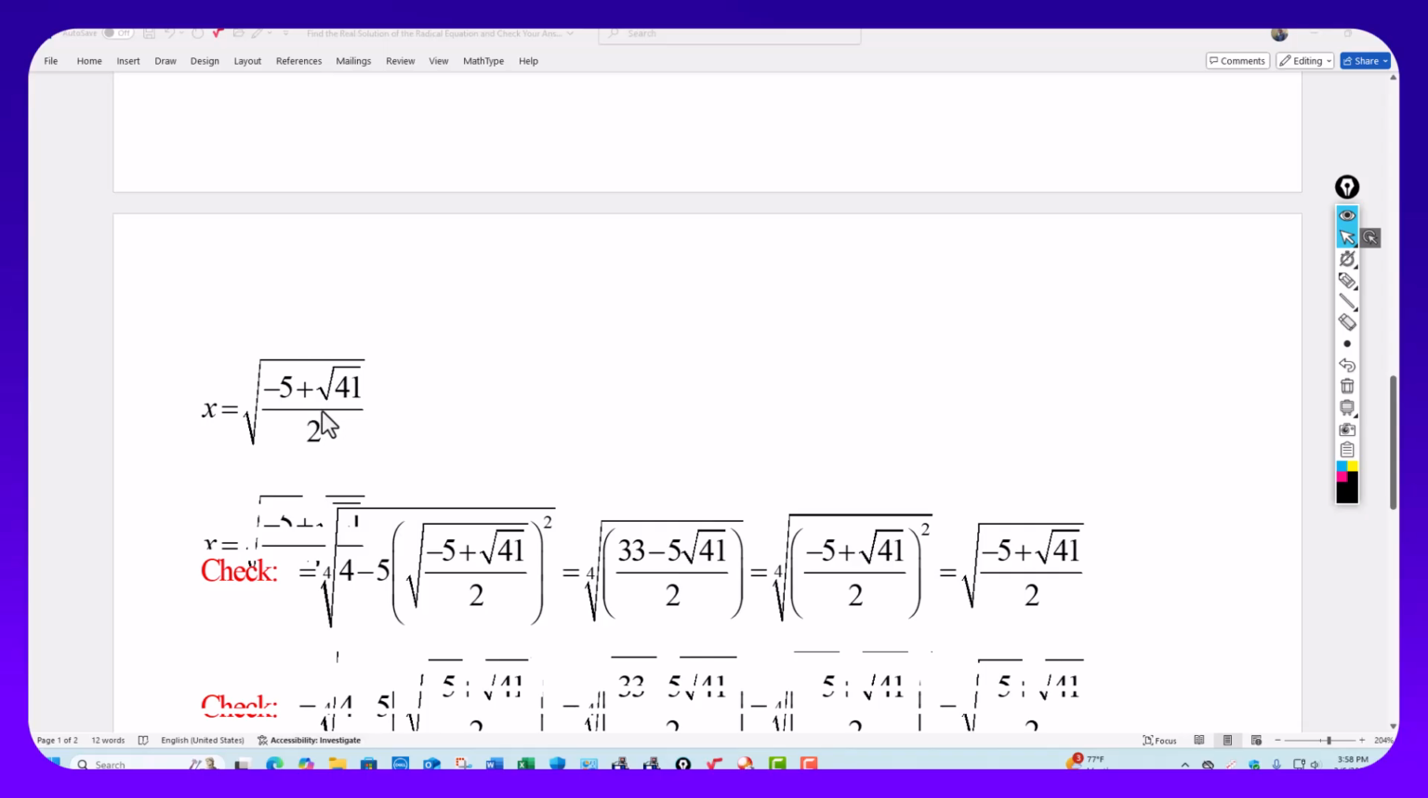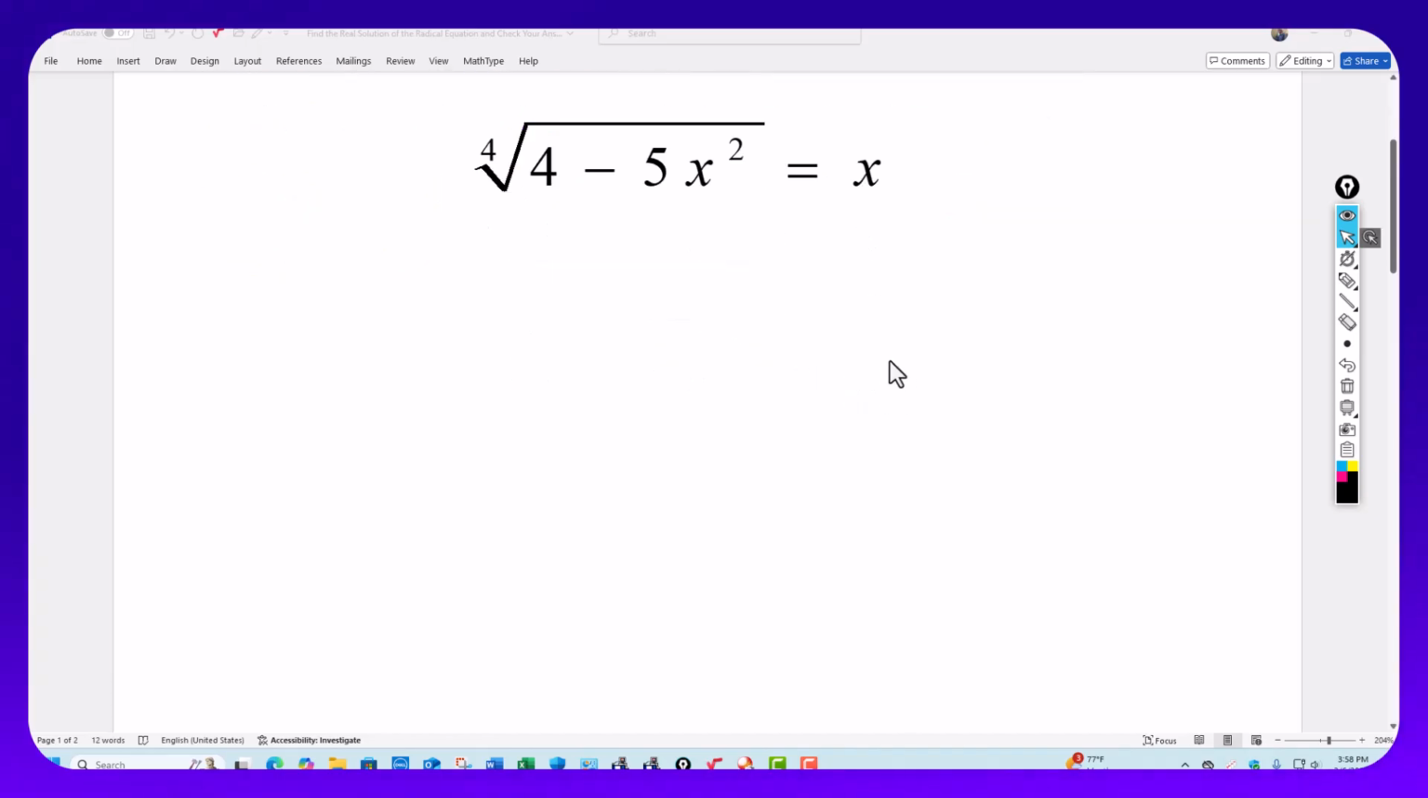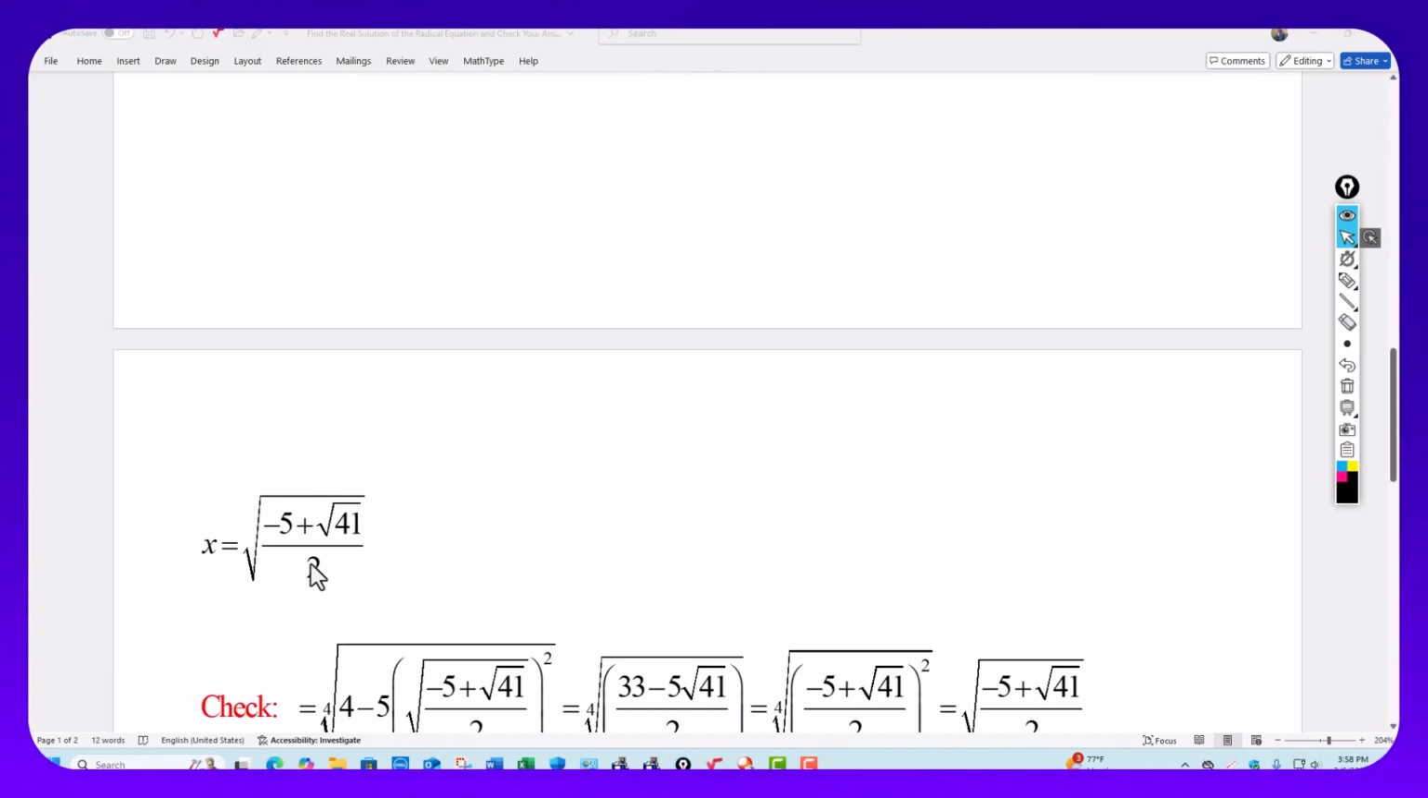So we get this solution right here, x equal to the square root of (minus 5 plus the square root of 41) over 2. So we're plugging it in to this equation right here. So that answer is going to be plugged in for x here. Then we're going to square it, combine it with the 4, take the fourth root, and it's supposed to give us x. And of course, what is x? x is the original solution.